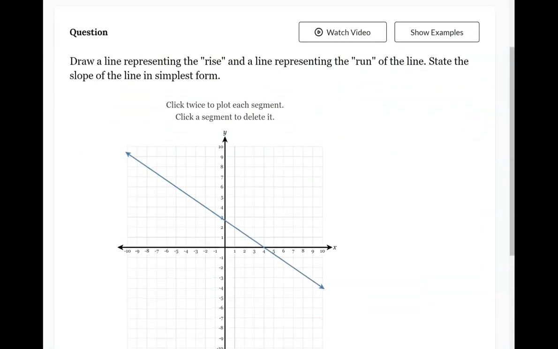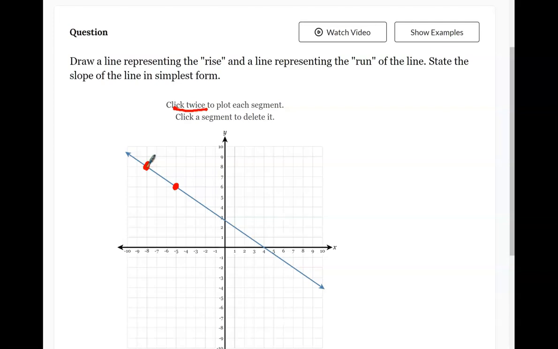The directions for this say draw a line representing the rise and a line representing the run. State the slope of the line in simplest form. Well, I'm going to use my pen to find 2 perfect corner points. So I like this one and that one. And what Delta Math wants me to do is to click twice to plot this slope triangle.